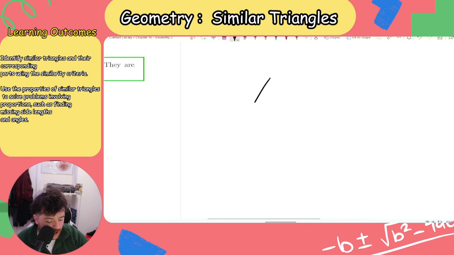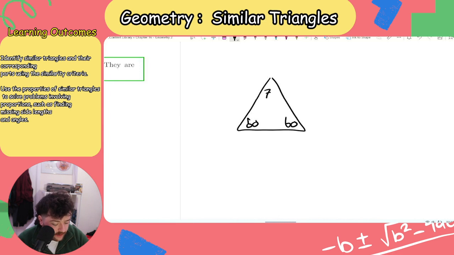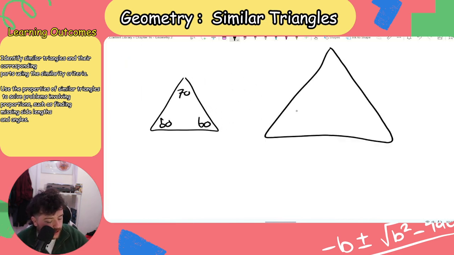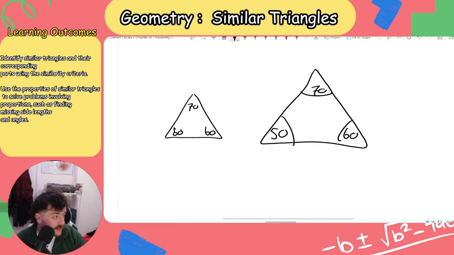For example, I have a triangle here. Say this angle is 50, this one 60, therefore this one is 70. I can have a much bigger triangle with the exact same angles. This is called similar triangles because it's the same triangle shape-wise, but one is just bigger than the other.